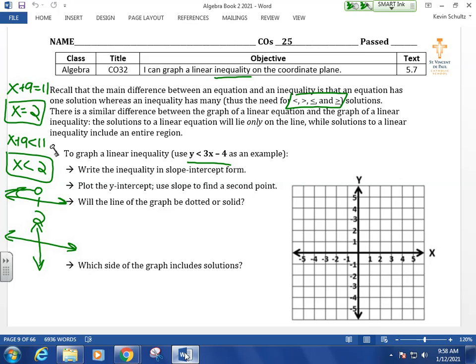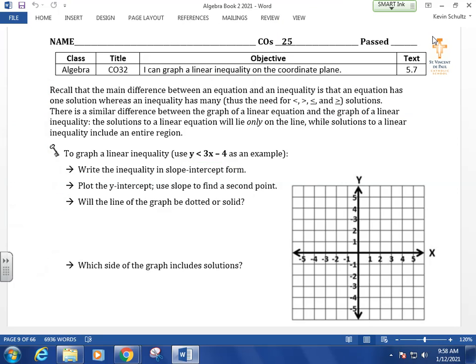Yeah, Joey. Start with the y-intercept, which is? Negative 4. And then? Slope is 3. Up 3 over 1. Exactly. Same exact process as an equation in slope-intercept form. We have the y-intercept and we have the slope.